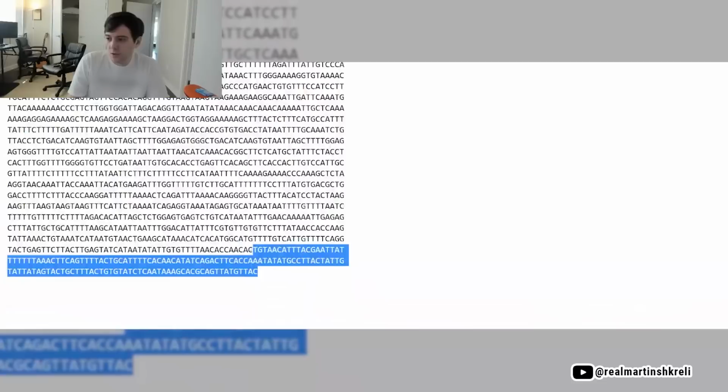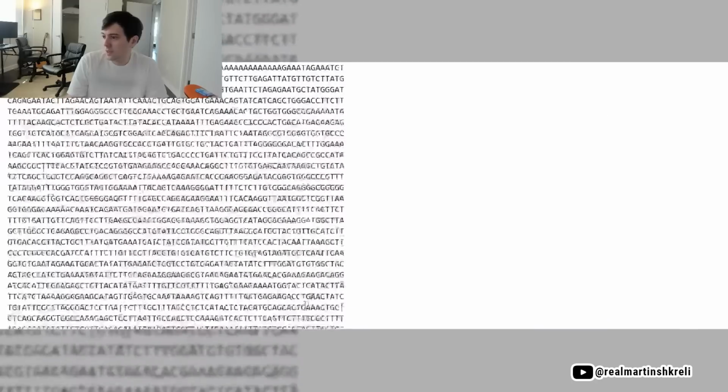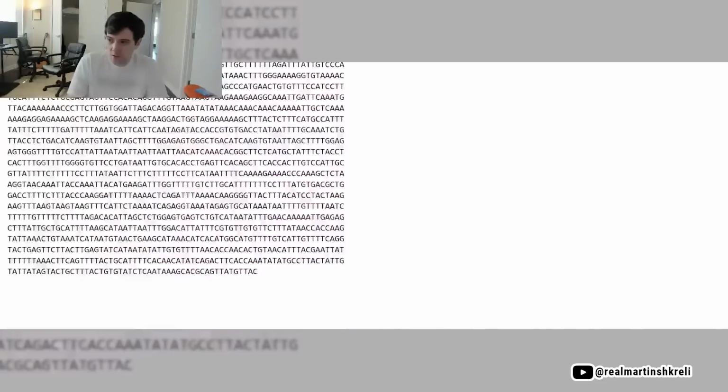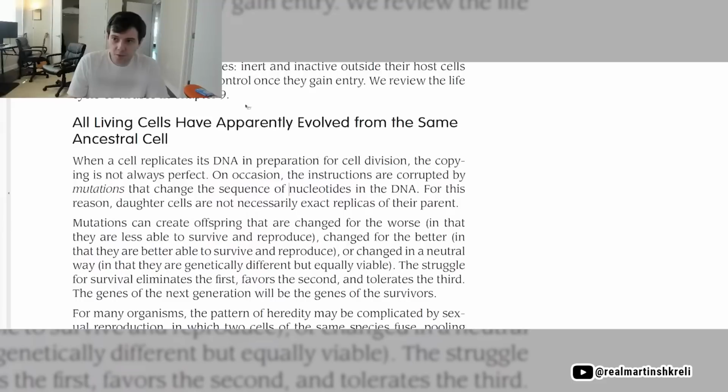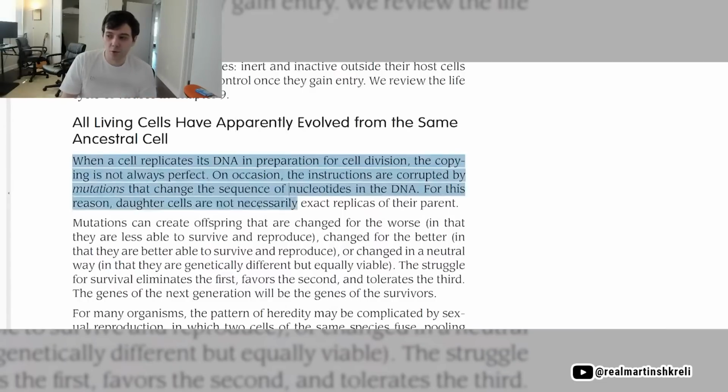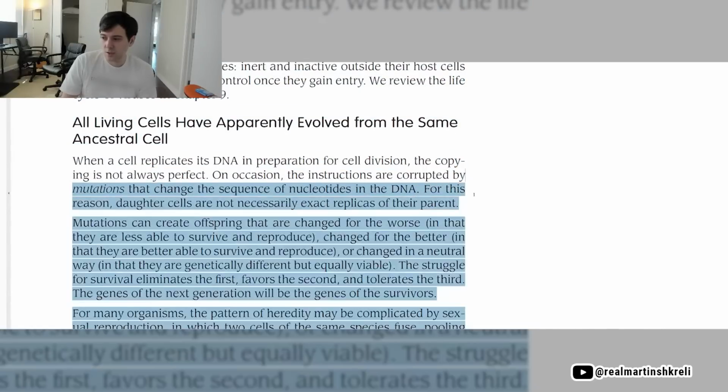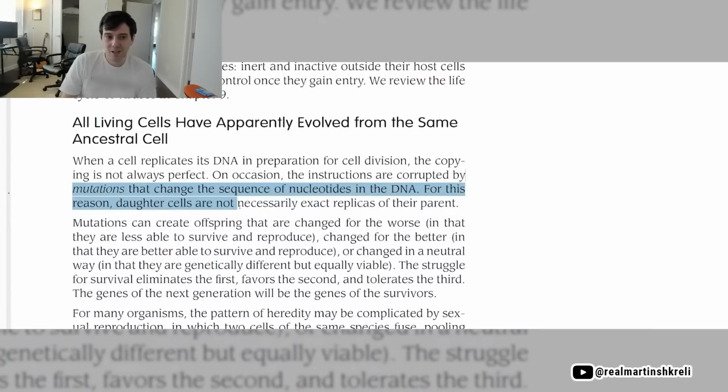And you can see just how long this was, right? This is so enormous. How do you get it exactly the same every time? That's sometimes called fidelity. And we use that term in music or audio sometimes, hi-fi, lo-fi. So high fidelity is a perfect copy. Well, on occasion, the instructions are corrupted by mutations that change the sequences of nucleotides in the DNA. For this reason, daughter cells are not necessarily exact replicas of their parents.